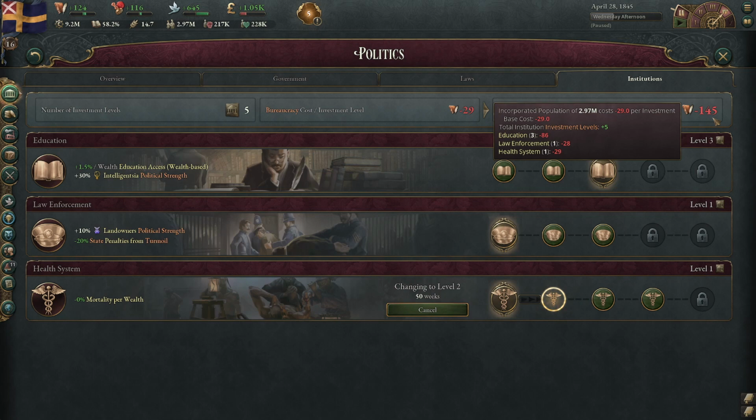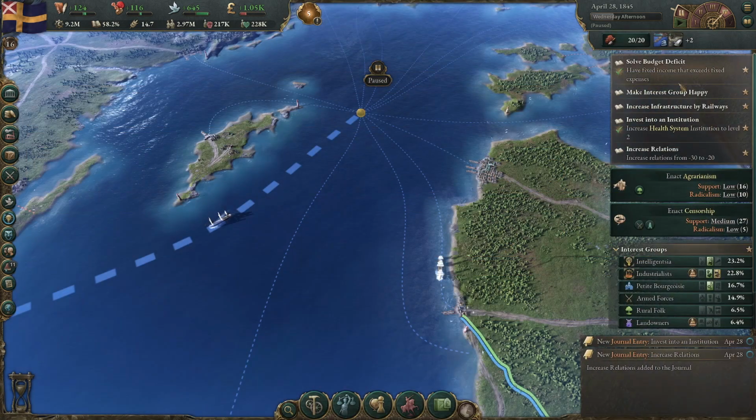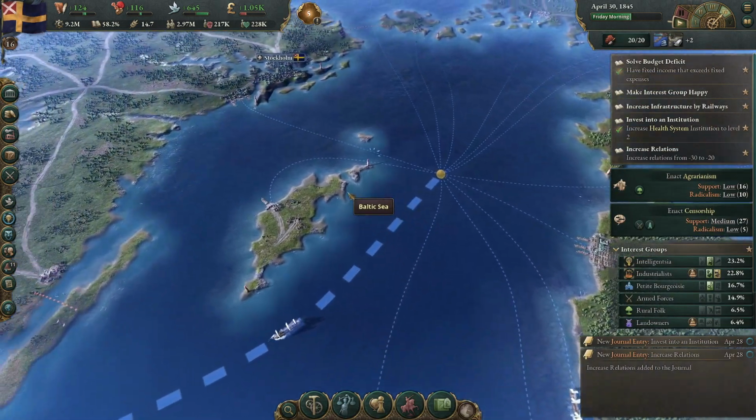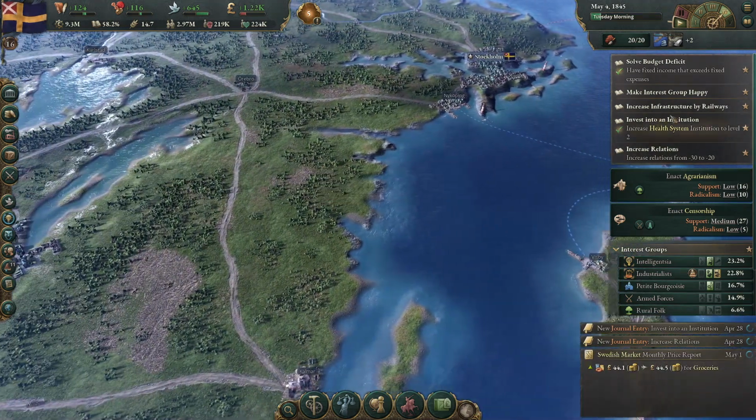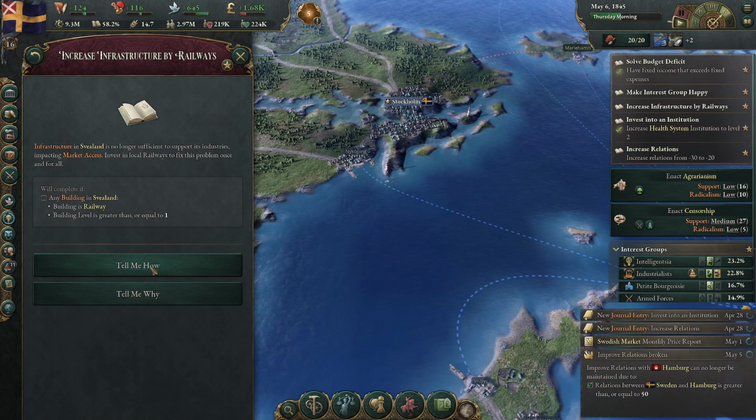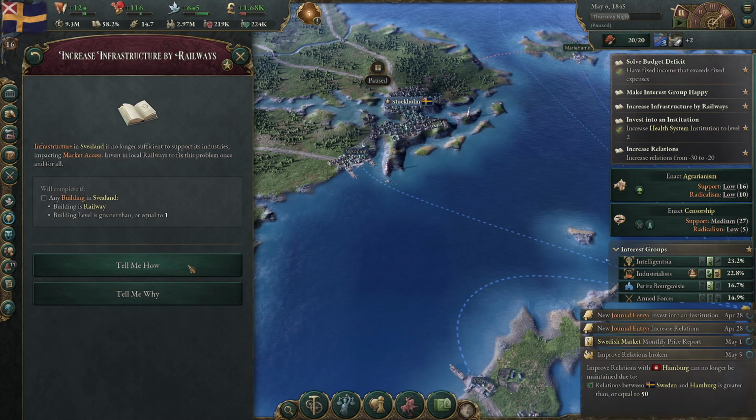Incorporated population of the investment. Base count there. Education. Okay, changing. We'll just let that run. I can't see the benefits from that. If any of you know, feel free to chuck it in. There's increased infrastructure. It'd be okay. Any building is a railway. Tell me why.